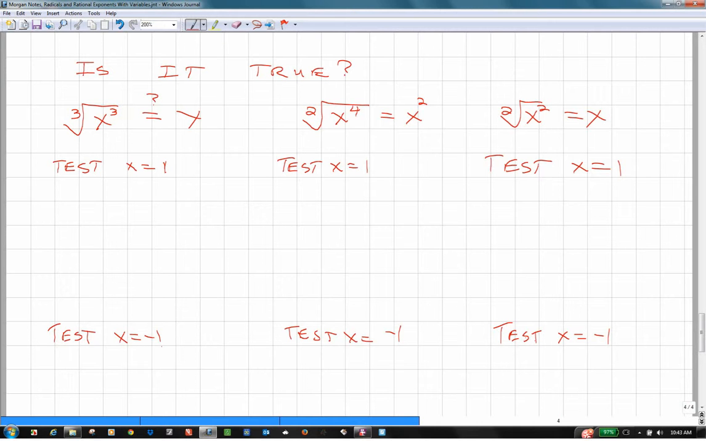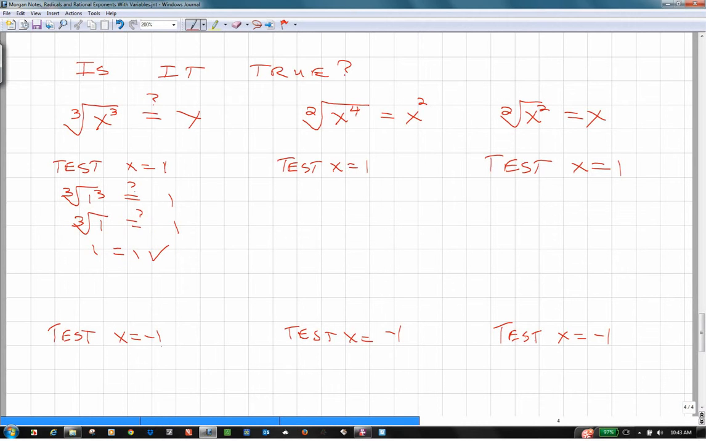Okay, let's test it with 1. So if I put 1 into that x, I get the cube root of 1 cubed. Is that equal to 1? On this side, the cube root of 1 cubed would be the cube root of 1. Is that equal to 1? And 1 is equal to 1. Sure is. All right, good.